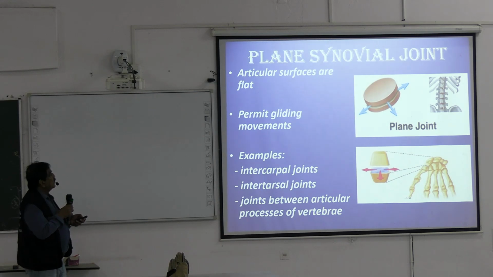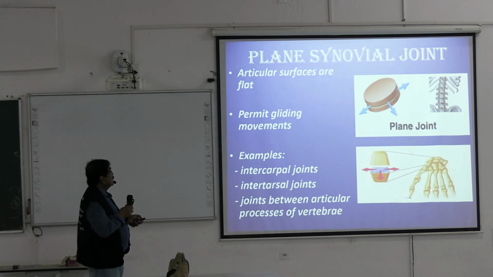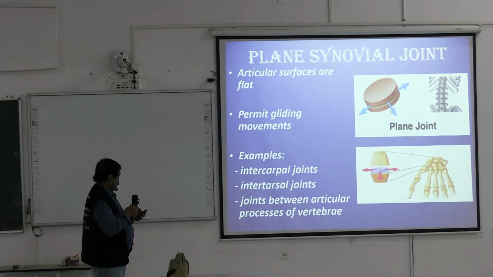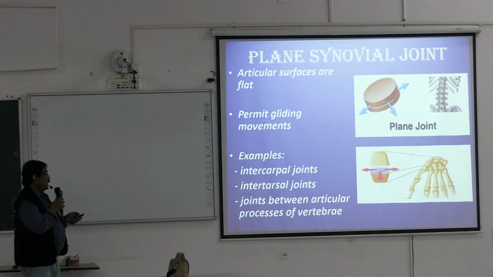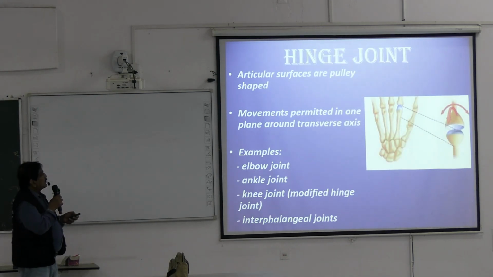Now, plane of synovial joint: articular surfaces are flat. You can see. Permit gliding movements, example, intercarpal joints, intertarsal joints and joints between articular processes of vertebrae. Hinge joint: articular surfaces are pulley shaped, movements permitted in one plane around a transverse axis. Examples: elbow joint, ankle joint, knee joint as a modified hinge joint, and interphalangeal joints.